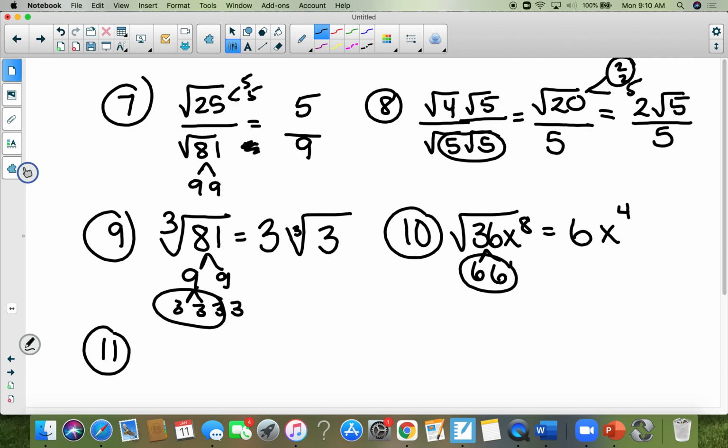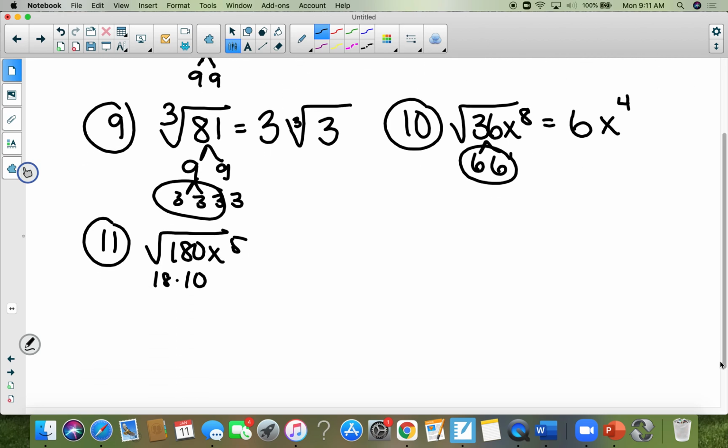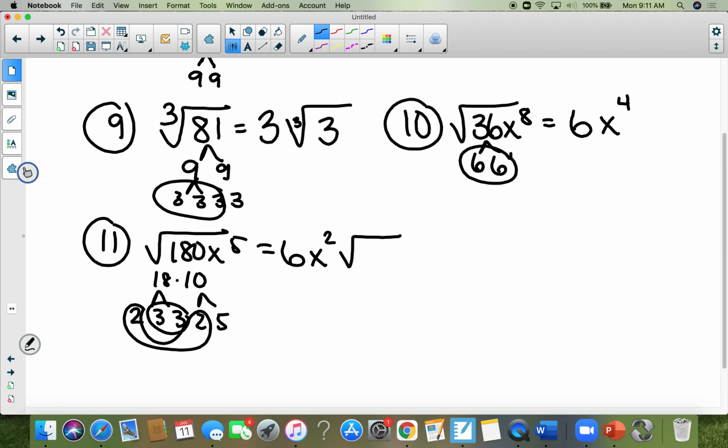Number 11 is the square root of 180x to the 5th, which is 18 and 10, which is made up of 2, 3, 3, 2, and 5. Okay, that's kind of quick, but I can take out a 3. I can also take out a 2. So I can take out a 6, and I can take out 2 groups of x's. What's going to be left on the inside is just a lonely little 5 left over and a lonely little x left over.